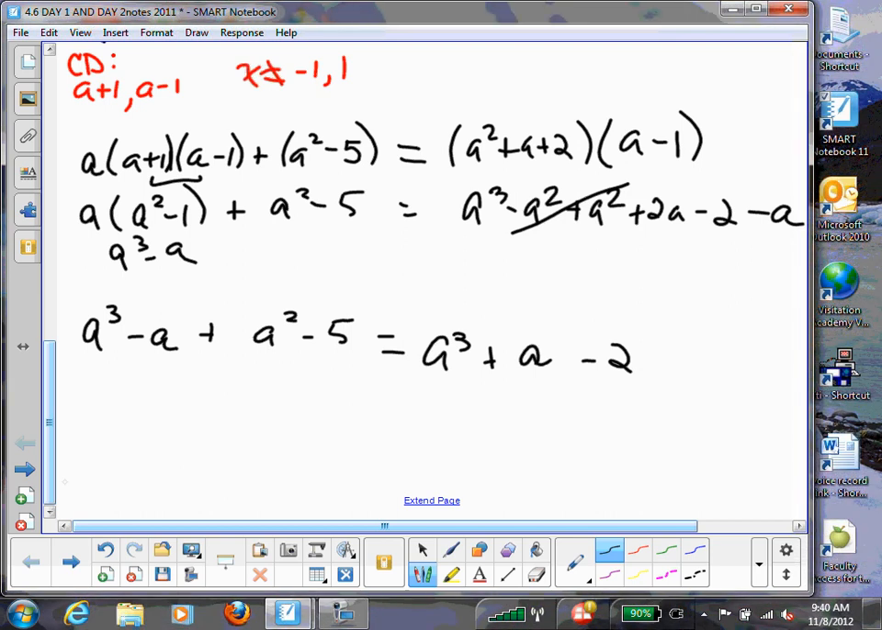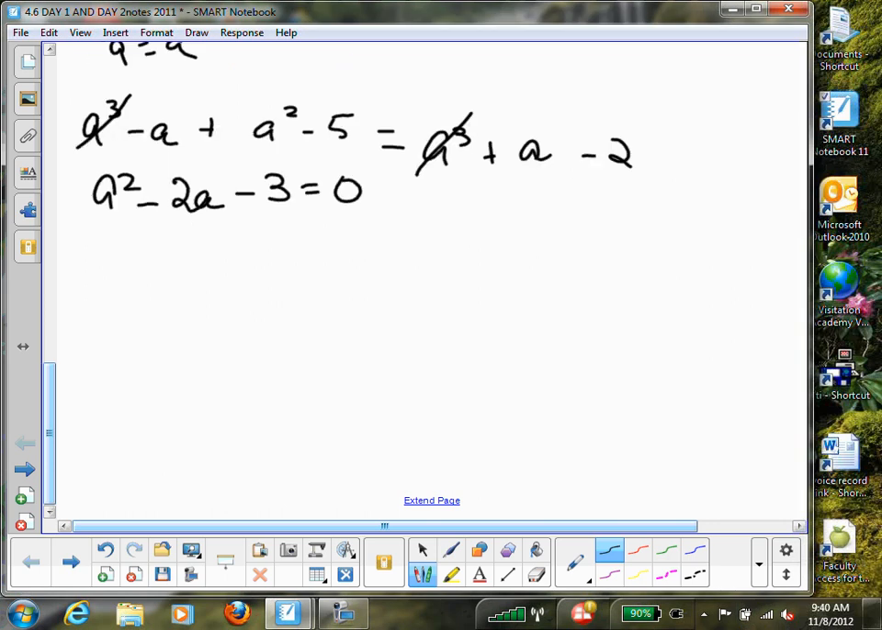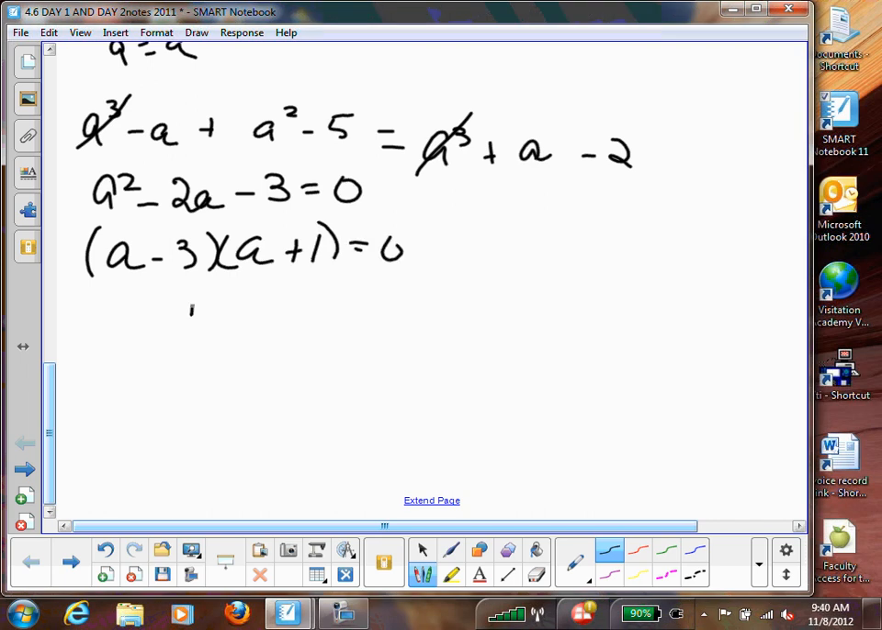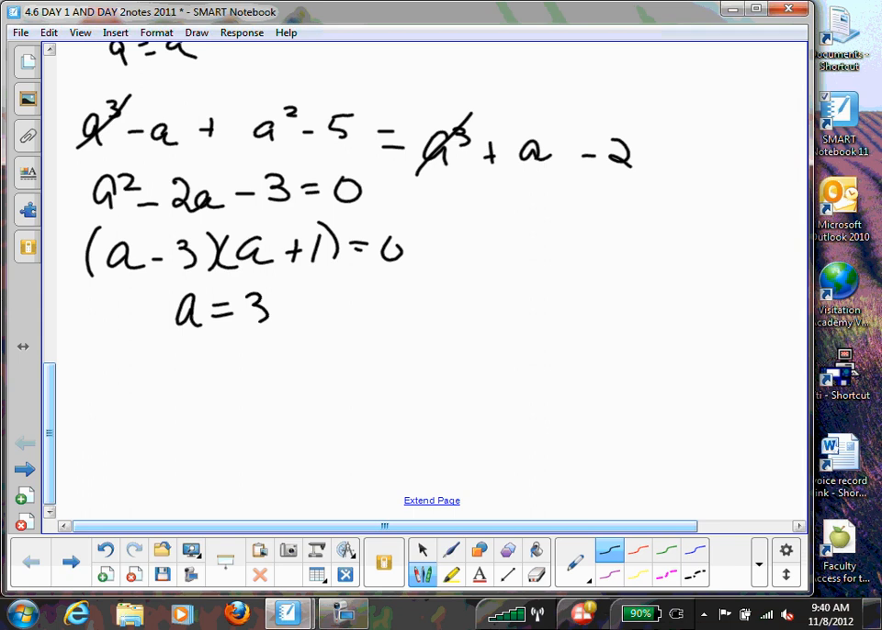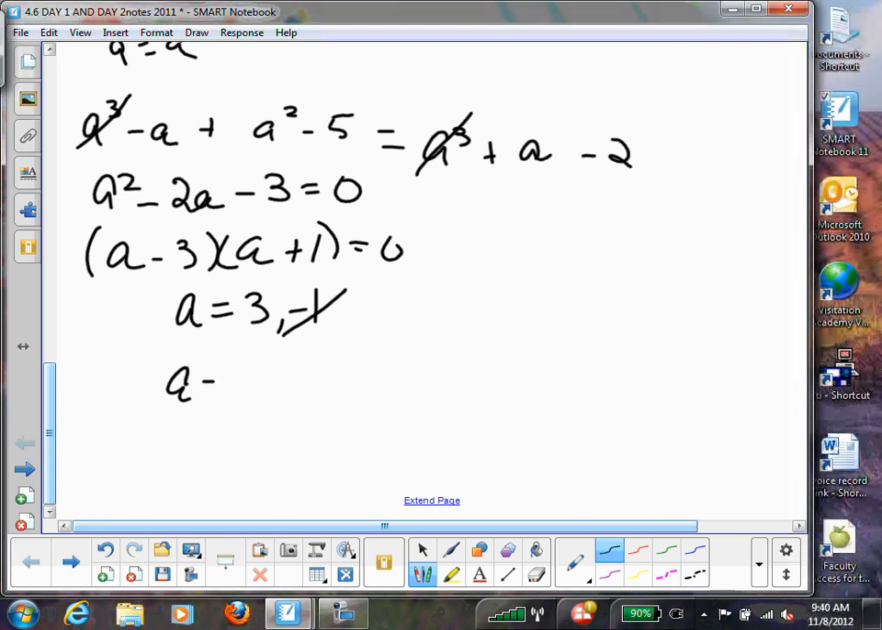So, okay, what's going to drop out? Don't the a cubes drop out if I take them onto the same side? So order everything. A squared minus 2a minus. No, because one's positive and one's negative. They have to be the same sign for them to drop out. And so this factors to a minus 3 and a plus 1, which leaves me with a equaling 3 and negative 1. Are those okay? Which one doesn't work? So that means a equals 3 is your solution.